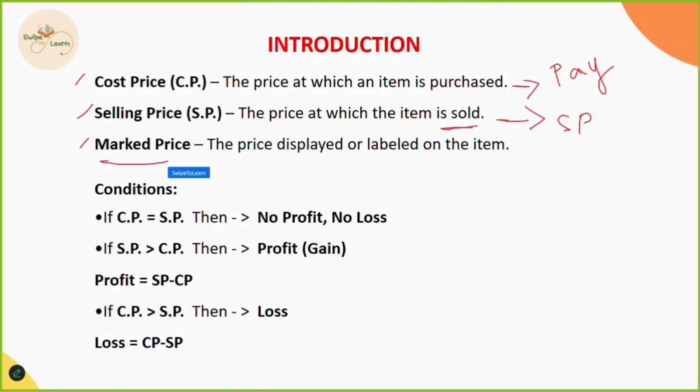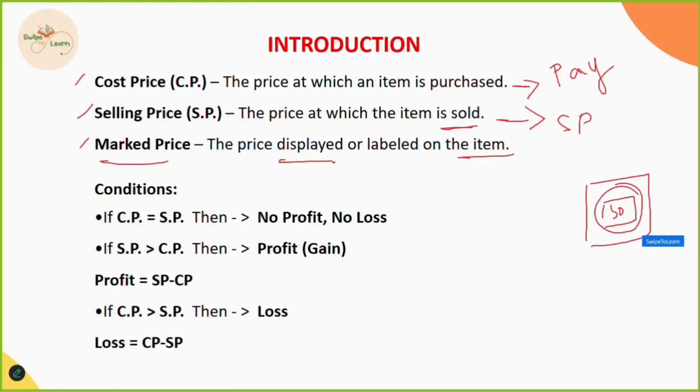Market price is the price which is displayed on an item. Suppose you are buying a milk packet and we can see a label that it is 30 rupees. So this label is considered as the market price. So cost price is the amount which we pay, selling price is what the shopkeeper says, and the market price is the one which is displayed on the item. So these are the three different prices.